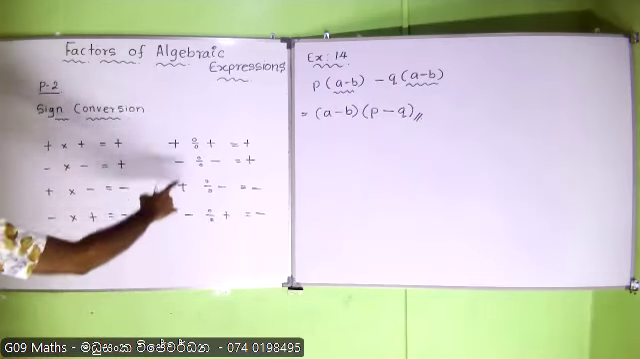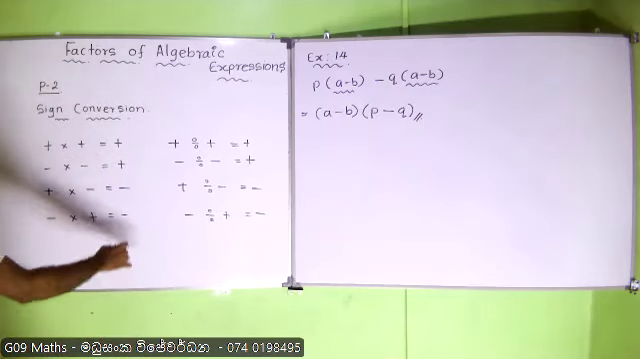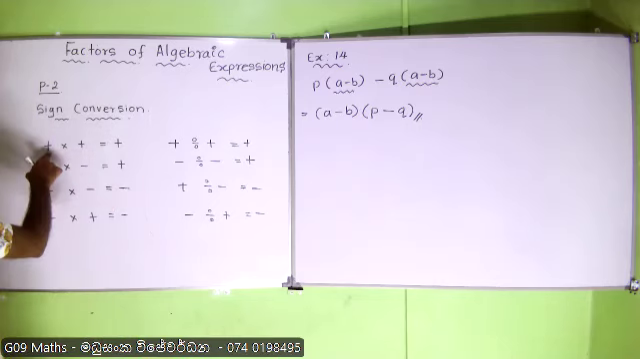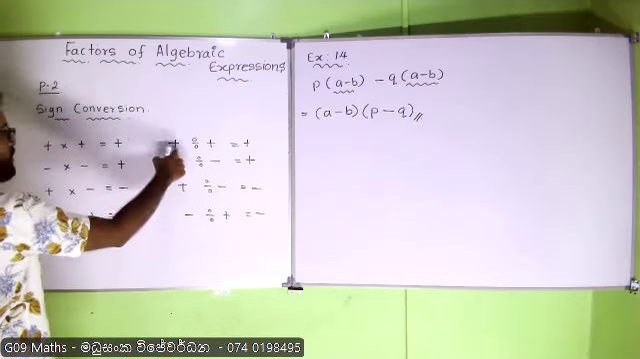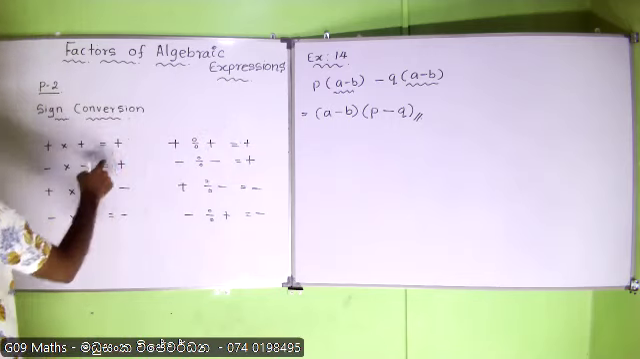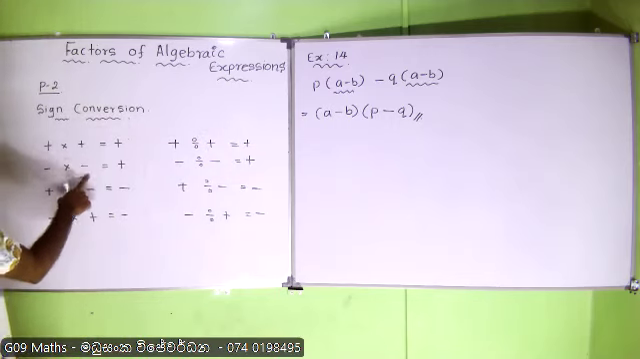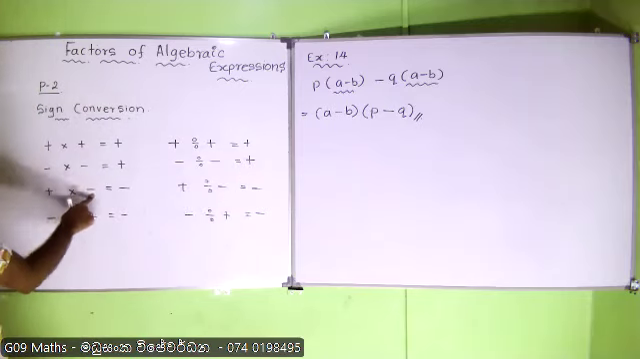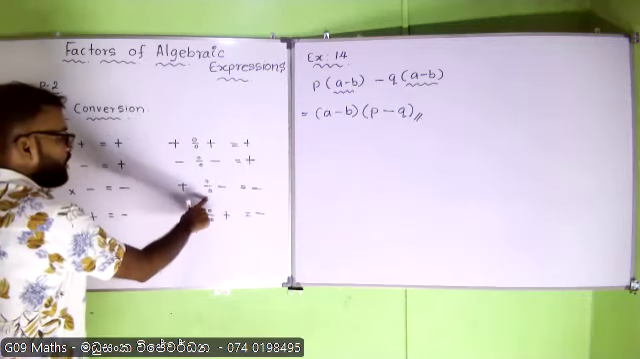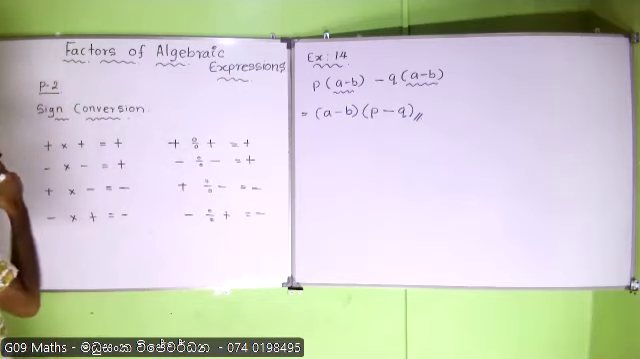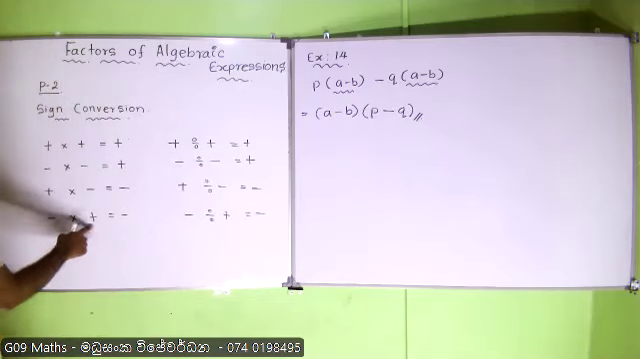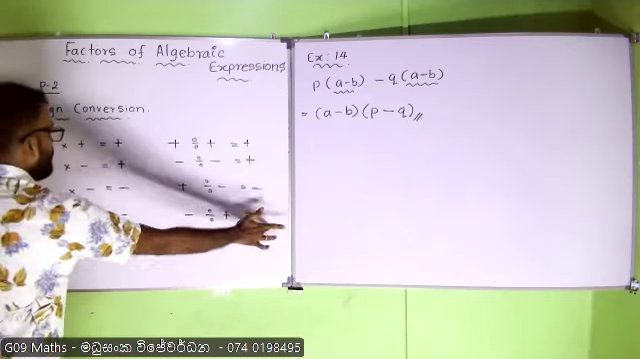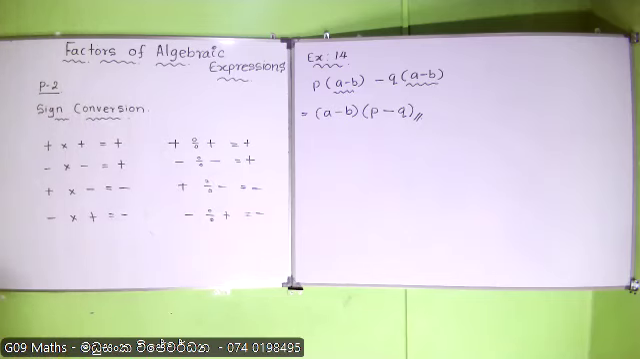Now, this is for division, this is for multiplication, but the same way, right? Positive multiplied by positive, positive divided by positive, positive. Negative multiplied by negative, positive, negative divided by negative, positive. Positive multiplied by negative, negative, positive divided by negative, negative. Negative multiplied by positive, negative, negative divided by positive, negative. So with that, this is the sign convention. Please write it over here.